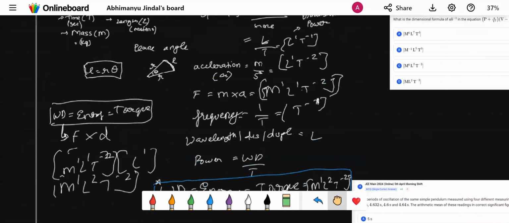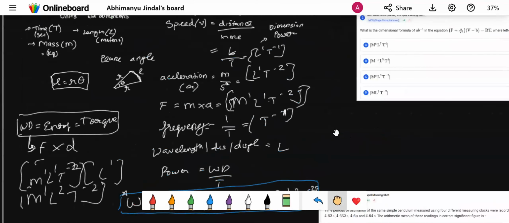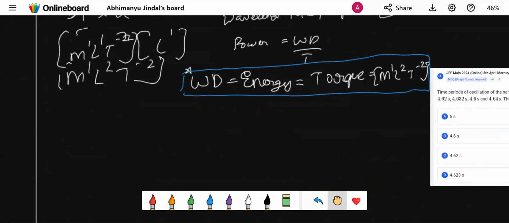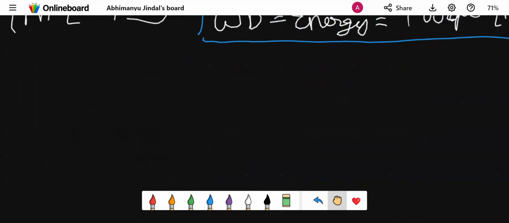Okay, so now what are we going to solve? Here are some PYQs I'm going to show you. Now let's go into the rules of units and dimensions.